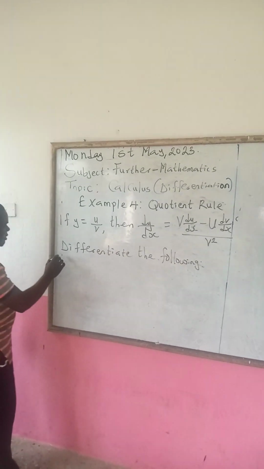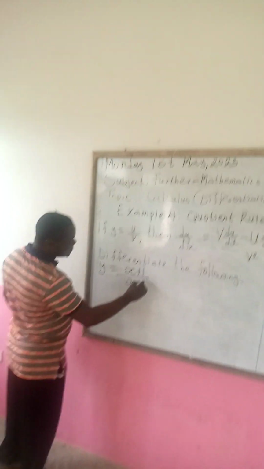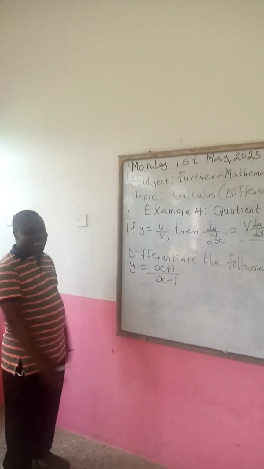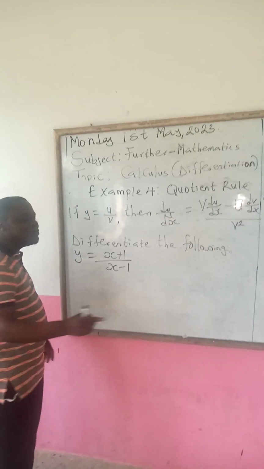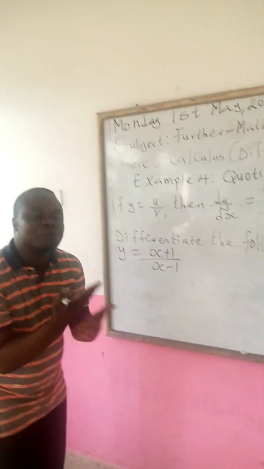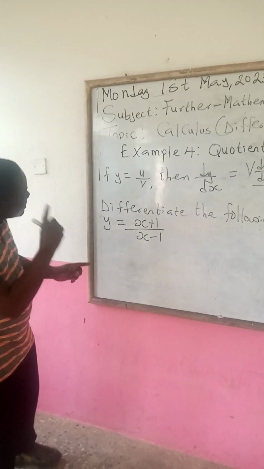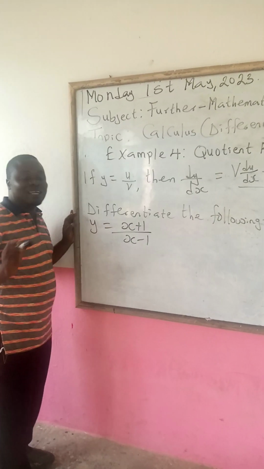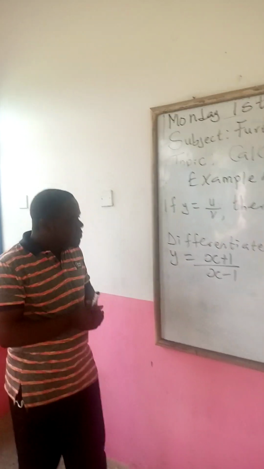Now let's go for this one. If you are given y equals x plus 1 all over x minus 1, how can we differentiate this? Please take note. If you are given any question, nobody will tell you the rule you are supposed to apply. That is why you need to get used to it. Once it's in the form of division, we apply what we call the quotient rule. That is how to know. Nobody will tell you to apply this rule. So take note of this.